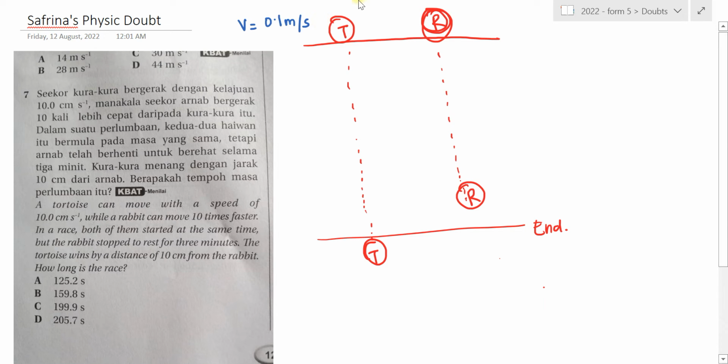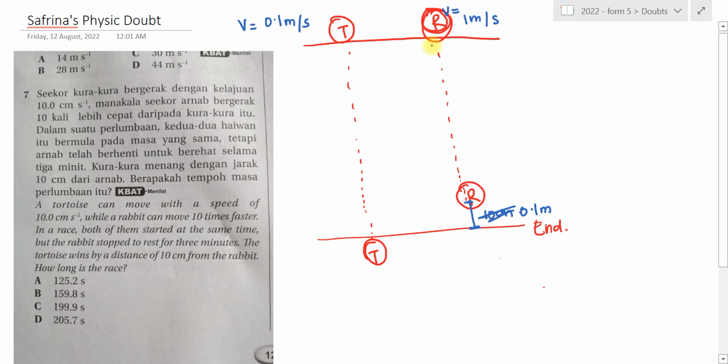Then they tell us the rabbit speed is 10 times faster. Rabbit is 10 times faster means you multiply by 10. So it will be 1 meter per second. Tortoise 0.1, you multiply by 10, 1 meter per second, the velocity of the rabbit. And the tortoise wins by 10 centimeter. That means the rabbit to the end point is 10 centimeter, or I change it to meter, 0.1 meter.